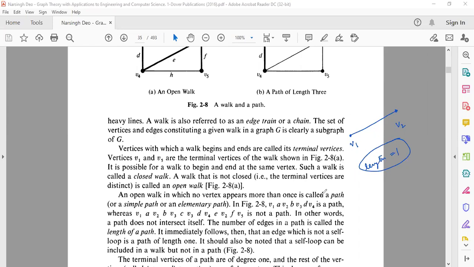Okay. Since the time is almost complete, I'm going to stop over here right now. We're going to continue with these examples in the next class. We're going to discuss in more detail some other sections, and we're going to continue with paths and circuits in the next class.